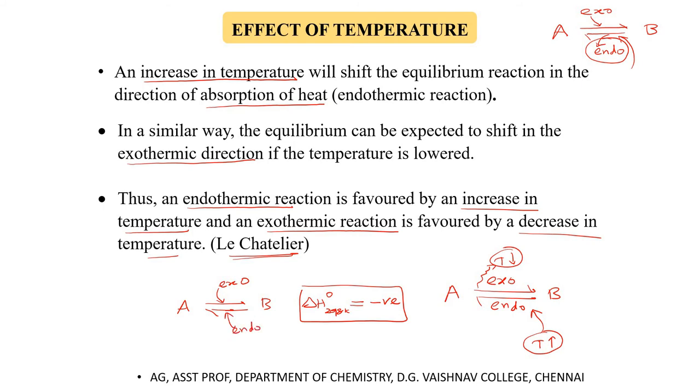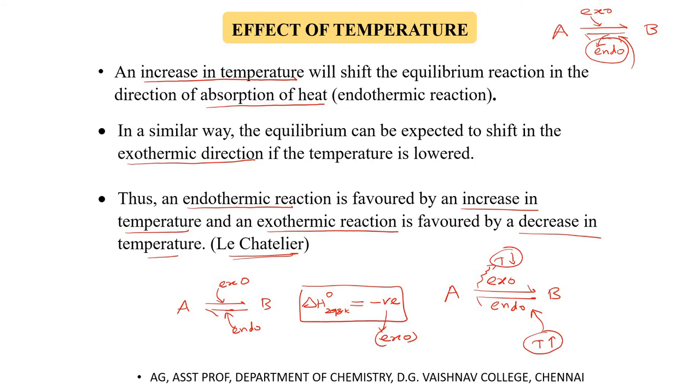Okay, if delta H is negative, delta H negative means it is an exothermic reaction. The equilibrium reaction is exothermic. It also gives an idea that in this equilibrium reaction, forward is exo, backward is endo.